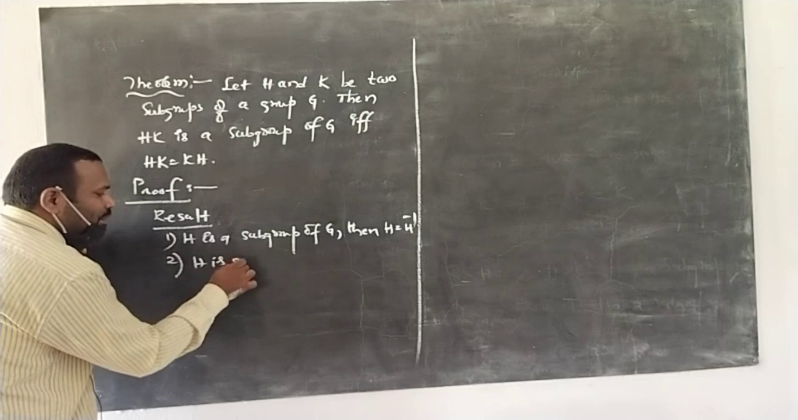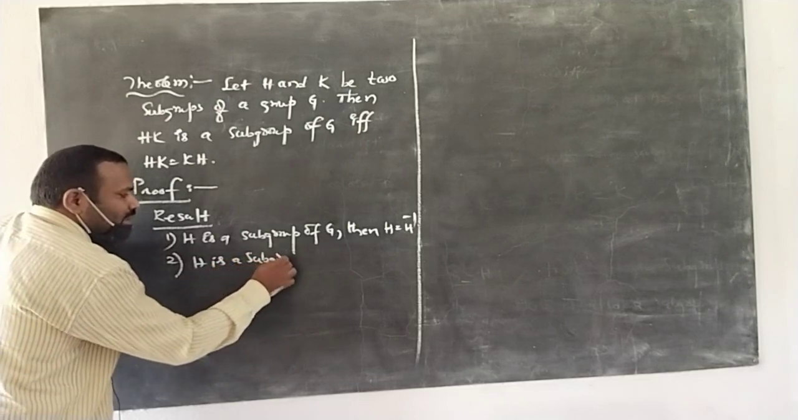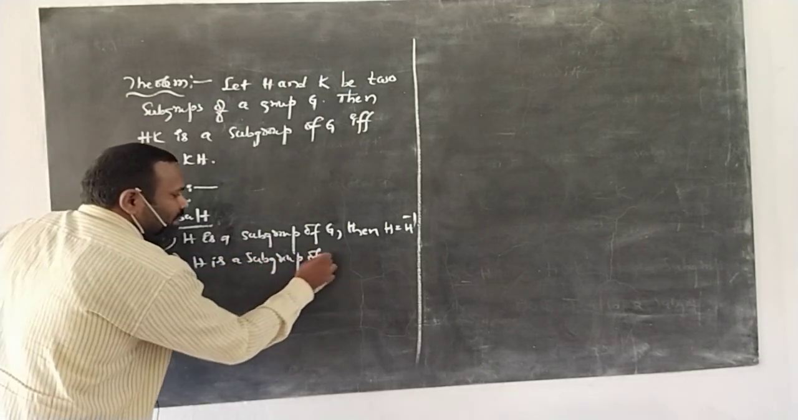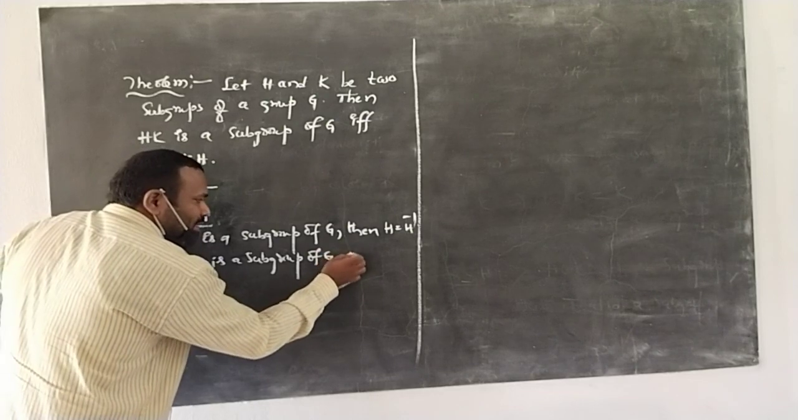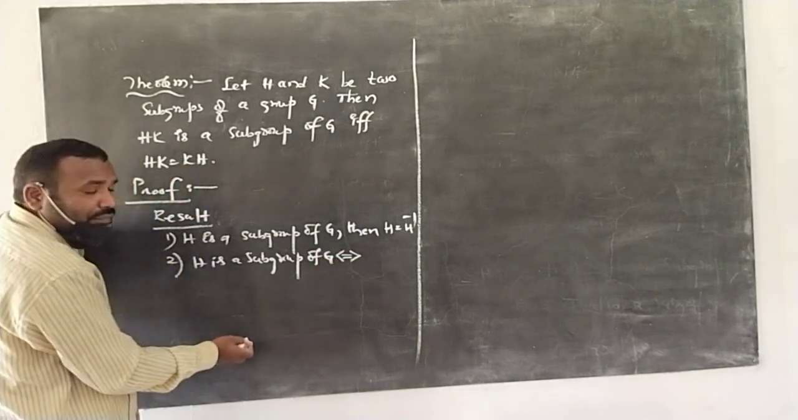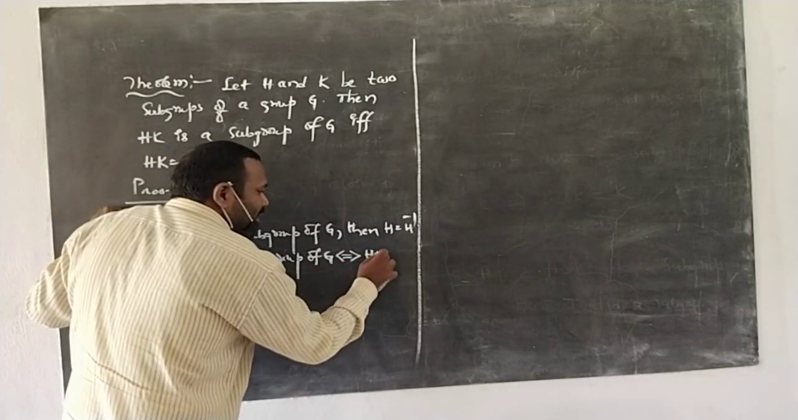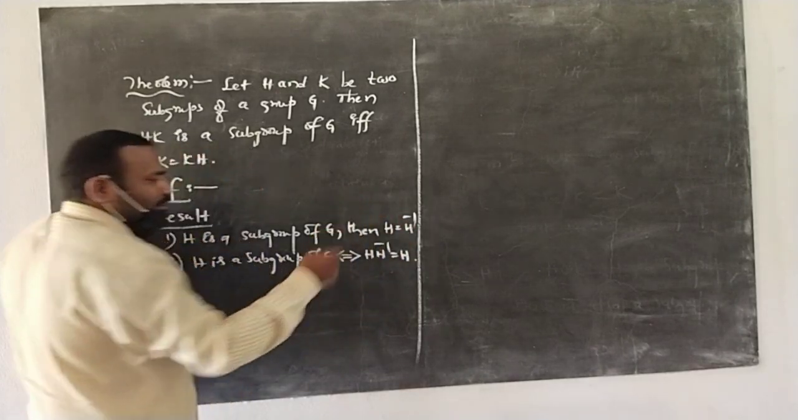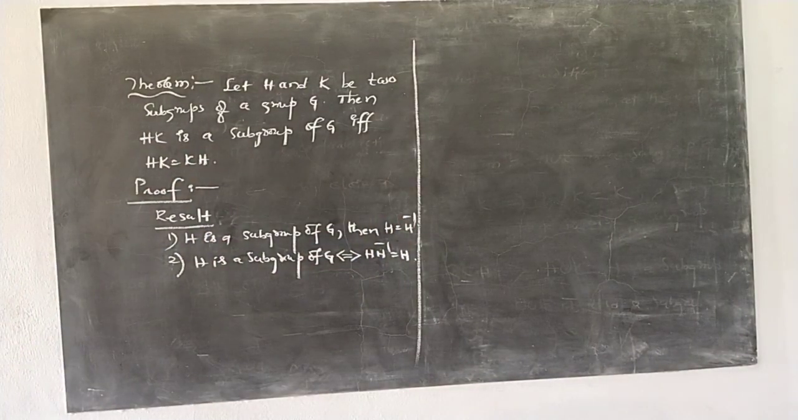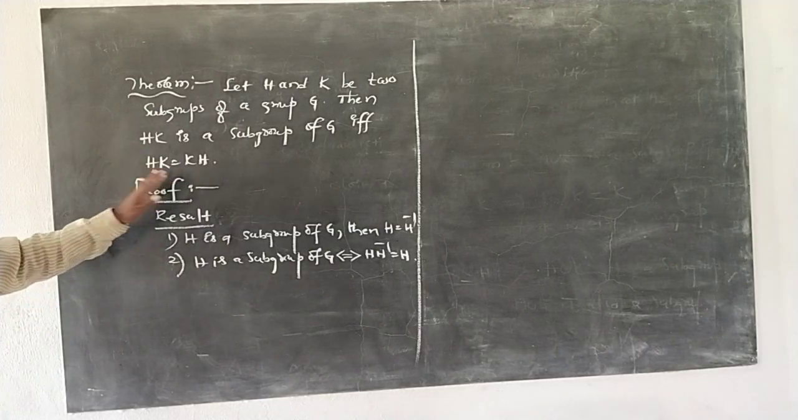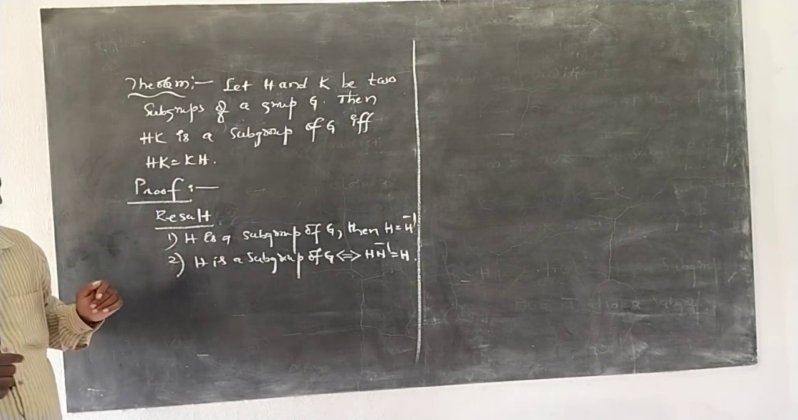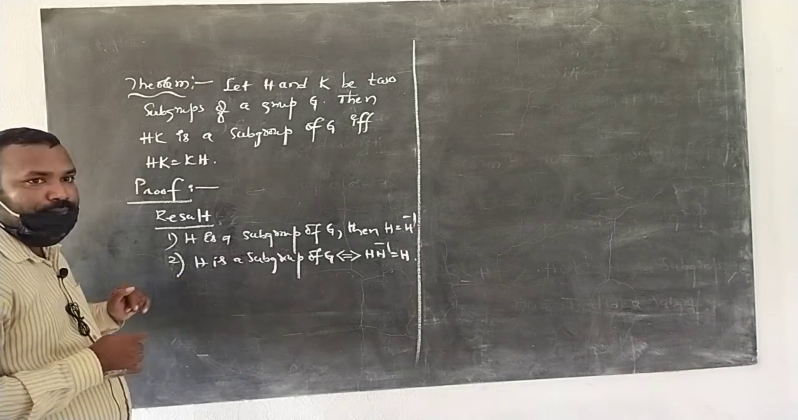There is a second result. H is a subgroup of G if and only if H inverse equal to H. This is necessary and sufficient. This is another result. Understand? So we use these two results to prove this theorem. Okay? You write them.